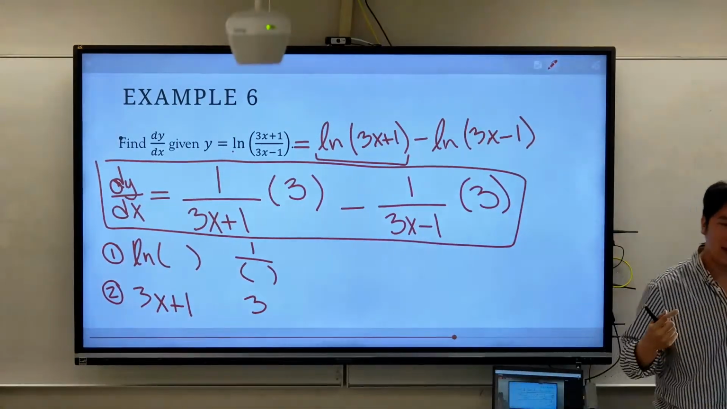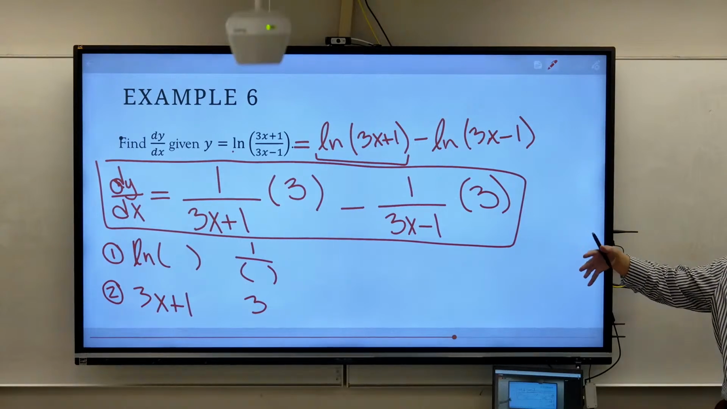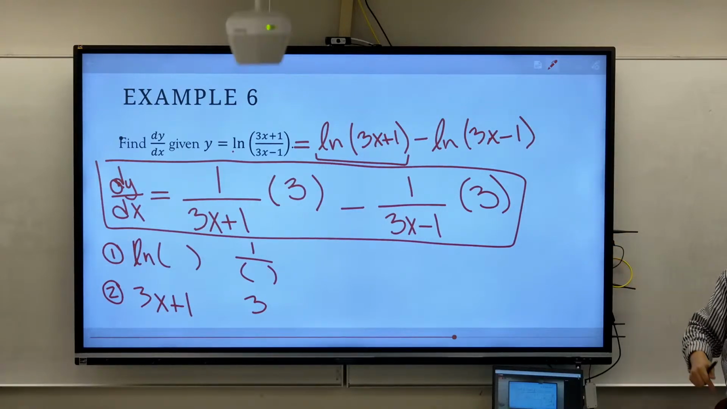So for this one, it doesn't seem like it helped us a whole lot. But you can imagine if I had something that was really big and complicated, it'd be nice to break it down and not do like 7 quotient rules in a row.